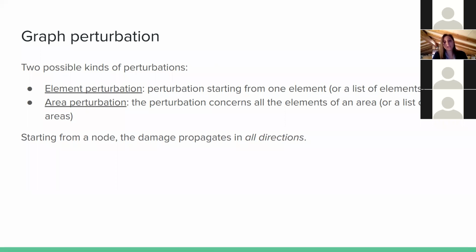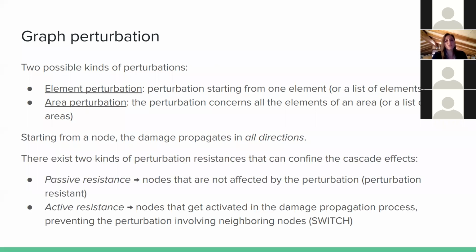What is important to understand here is that, starting from a node, the damage propagates in all directions. So it can go to neighboring nodes, but it can go also to neighboring areas, arriving to break all the nodes if it is not stopped, of course. How can we stop it? We have two principal ways of perturbation resistance. Now, the passive resistance is that halo that I was describing before around the node. And it's our way to say that that node is resistant to the perturbation.